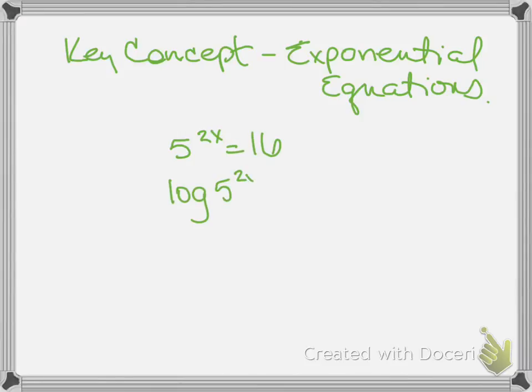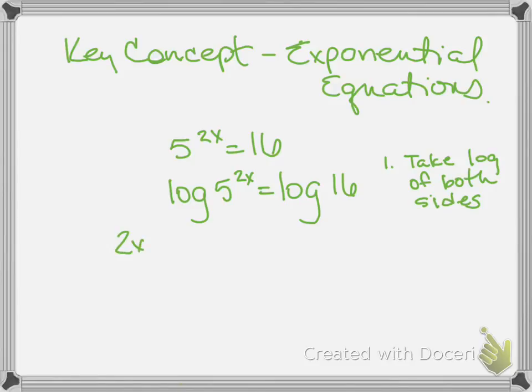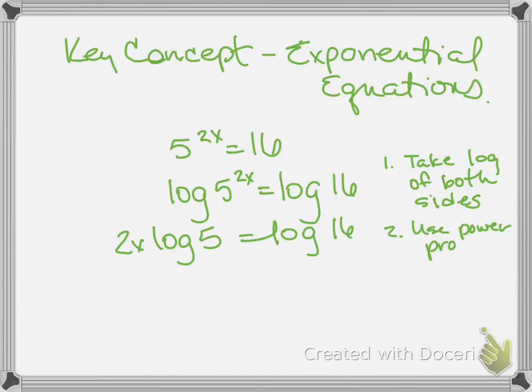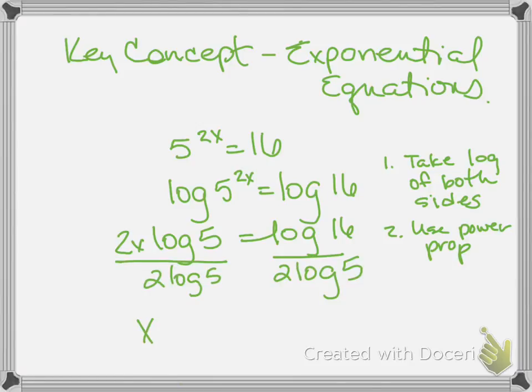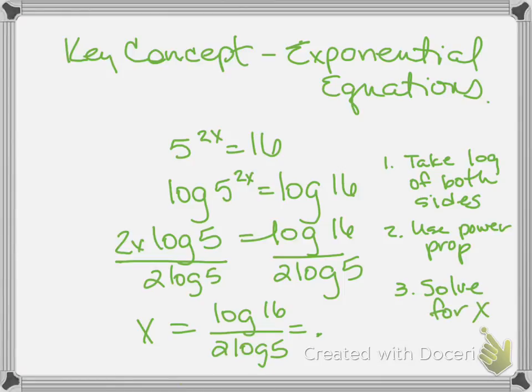Given an exponential equation, the first thing that we're going to do is take the log of both sides. That's all I did. 5 to the 2x is equal to 16. The log base 5 to the 2x is equal to the log of 16. Now I'm going to use my power property, and I'm going to bring the 2x down. I'm going to divide by the 2 log 5. Remember that 2 is a constant and the log of 5 is a constant.